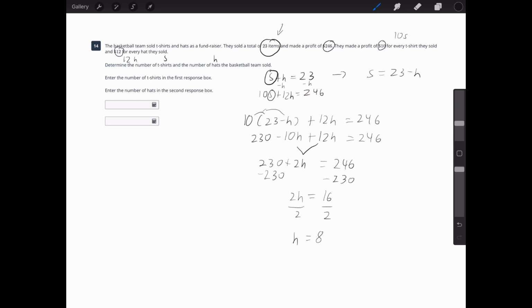So now that we know the number of hats, I could plug it into one of my equations and solve for S. And I choose the easier of the equations, S plus H equals 23. It's going to be S plus 8 equals 23. And then we subtract 8 from both sides. We get S is equal to 15.